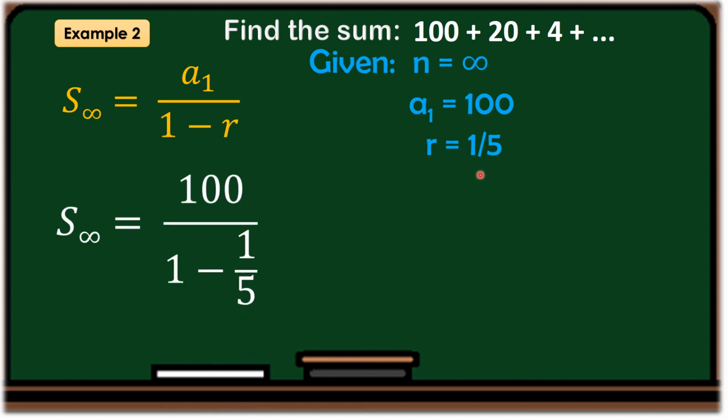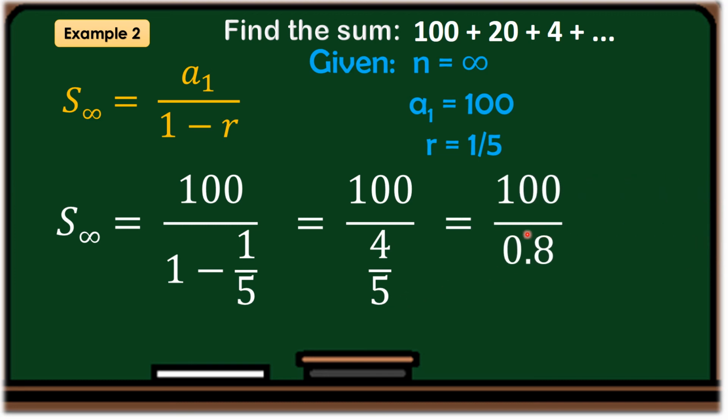Now, let's continue using the formula. We have S sub infinity is equal to 100, the first term, over 1 minus the common ratio, 1/5. Now, continue. Copy 100 over 1 minus 1/5, which is 4/5. Now, you can use the calculator. Copy 100 over 0.8. When you change 4/5 to decimal, it's 0.8, or 4 divided by 5 is equal to 0.8. And then simplify: 100 divided by 0.8 is 125. Therefore, the sum of 100 plus 20 plus 4 up to infinity is 125.